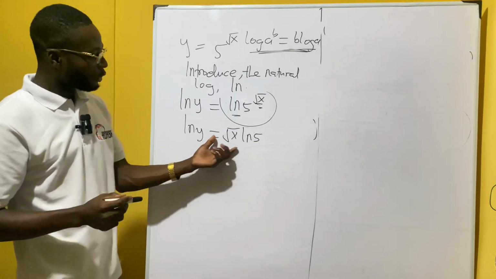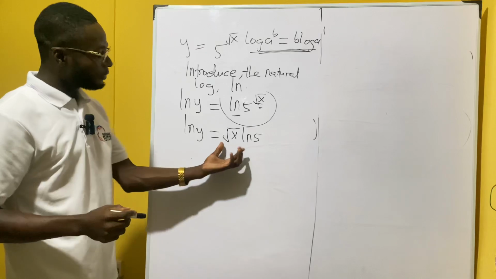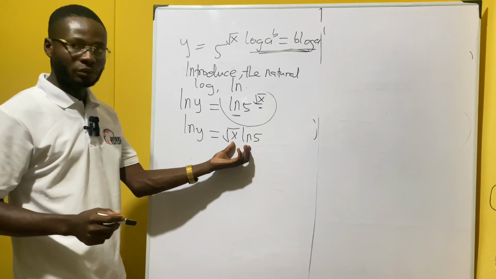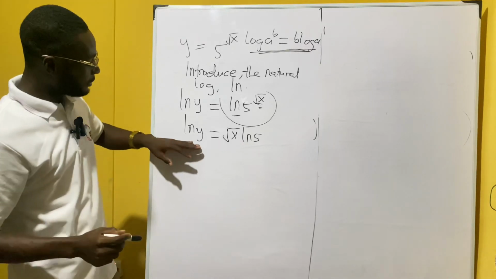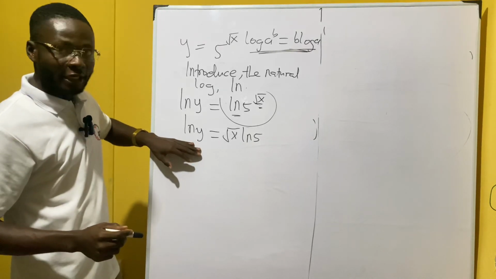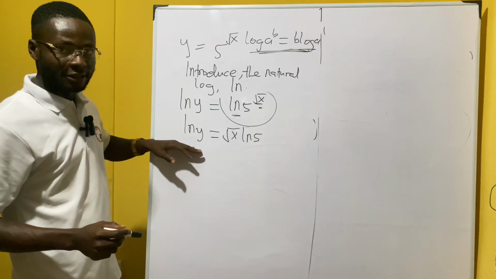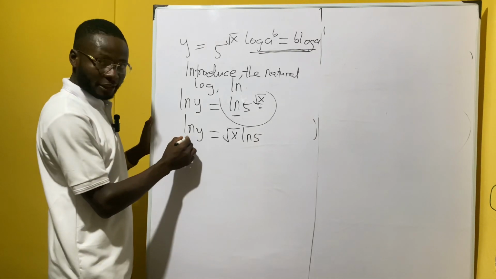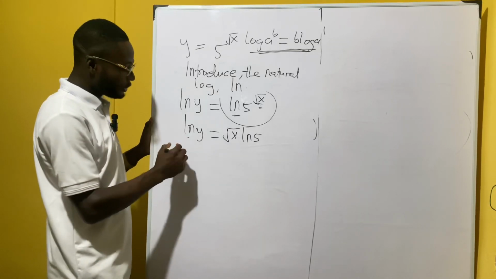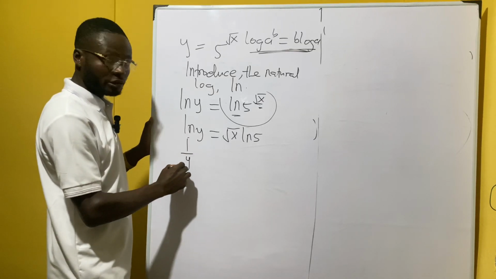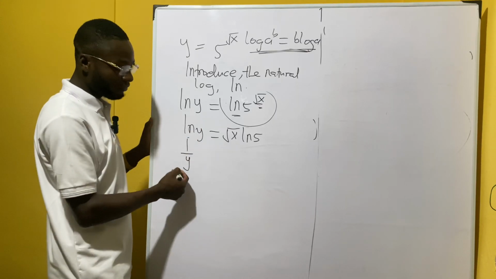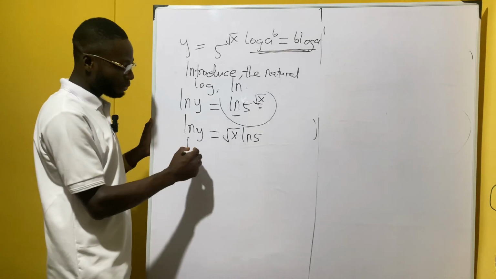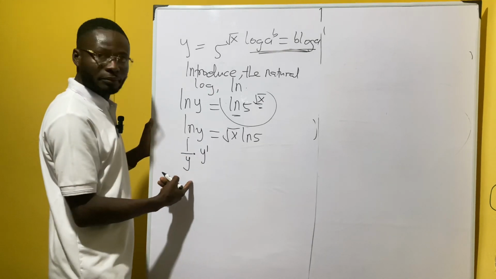Now we have two functions multiplying, so we can use the product rule. And we have ln y here too, so we can use the chain rule on this one. We all know that when you have ln and you want to differentiate, you take 1 over the inner function times the differential of the inner function. So we have y prime over y.